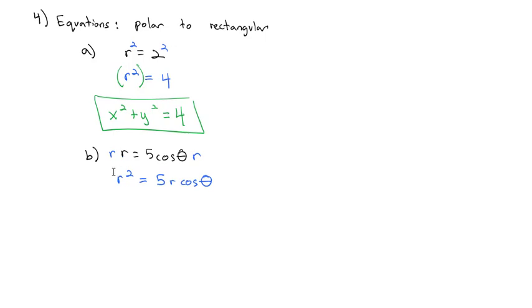And this is nice because when we see the r squared, we know r squared is x squared plus y squared equals 5 times, and notice we've got this r cosine theta. R cosine theta we saw in one of our conversions as well. That's equal to x. And so r equals 5 cosine theta is the same as the rectangular equation, x squared plus y squared equals 5x.